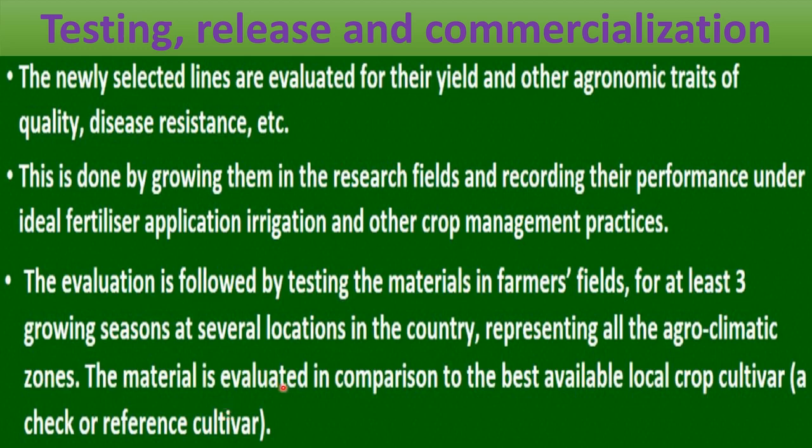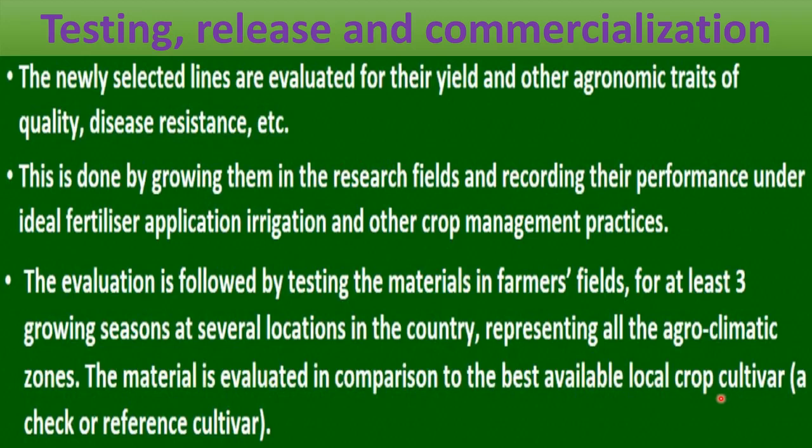Now the material is evaluated in comparison to the best available local crop cultivar. The material, you can say the plants which are grown in these farmers' fields, are now tested and their yield is compared with the local crop cultivar, that is a check or reference cultivar, means the plant that is already available. The variety of the same crop that is already available, so the yield is compared with that, right?